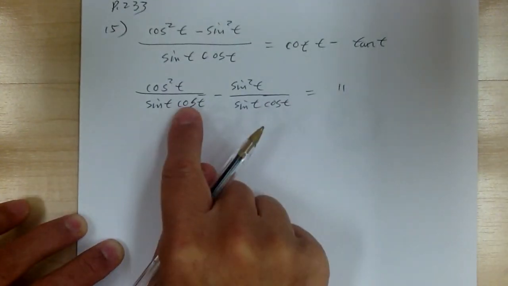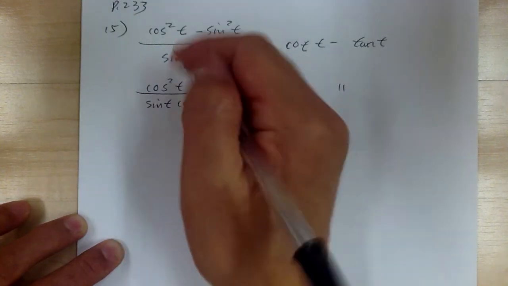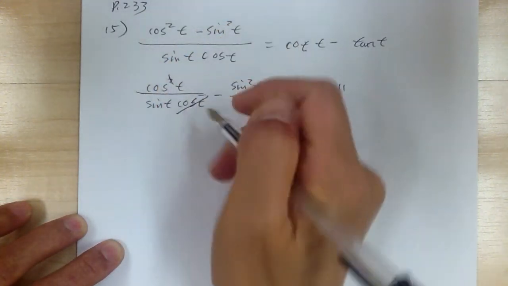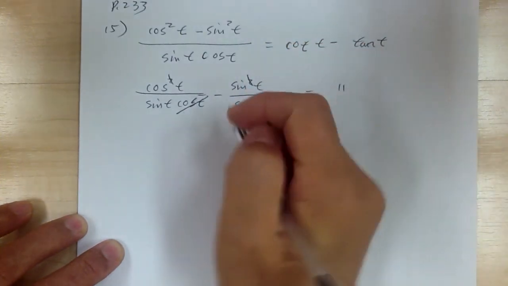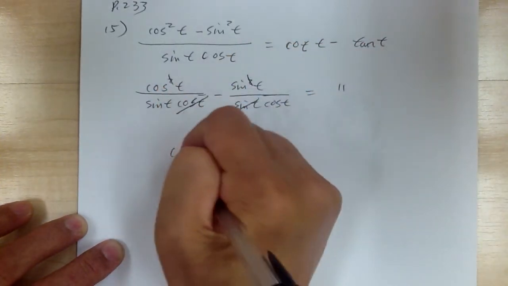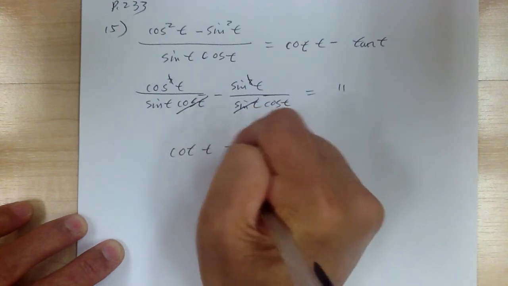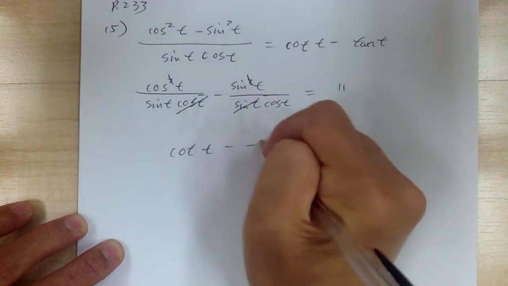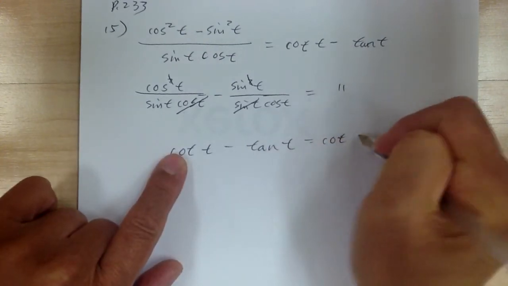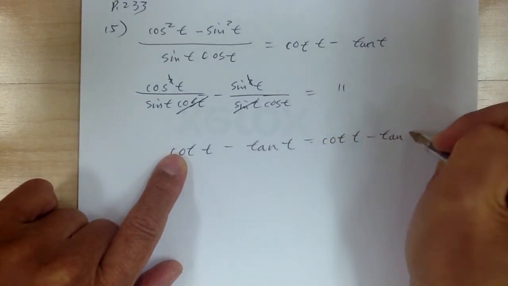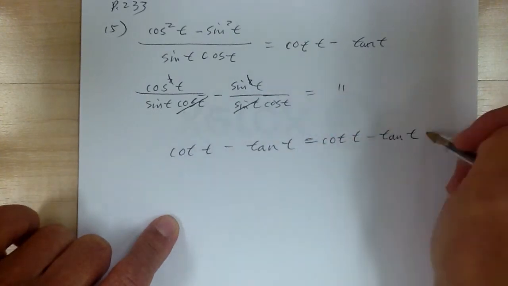Once you separate, then you can go and cancel things out to simplify. So cosine and square cancel out. Okay? This one, the sine and that will cancel out. So cosine over sine will give you cotangent. Sine over cosine will give you tangent. And that's what you get. Okay? And that's it.